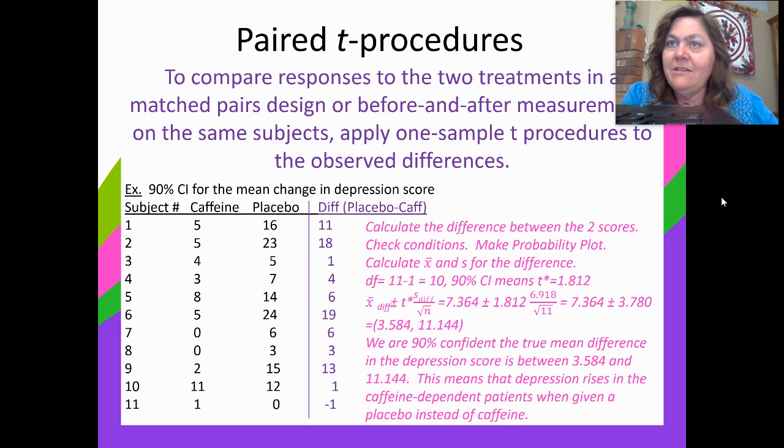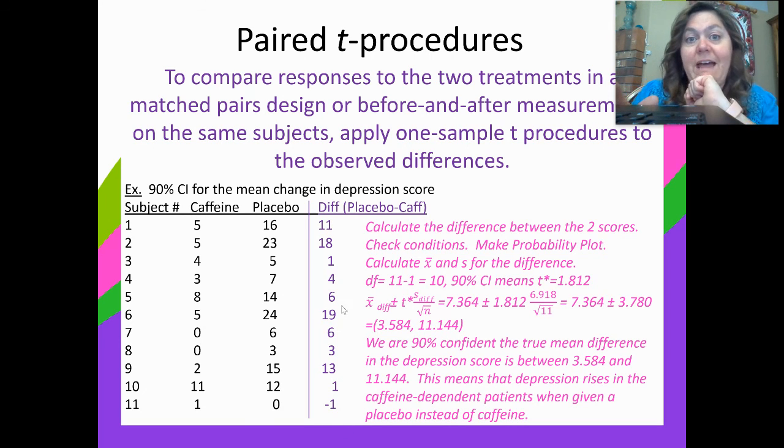So, calculate the difference between the 2 scores like I did. We still check conditions, but now what you're checking is this purple set of data. This is what goes in your calculator for the 1-variable stats. Check your conditions on those. Make a probability plot. Why? Because n is not greater than or equal to 30. I have only 11 here. That's even less than 15. So I need to make sure that the plot looks normal and that I don't have any outliers.